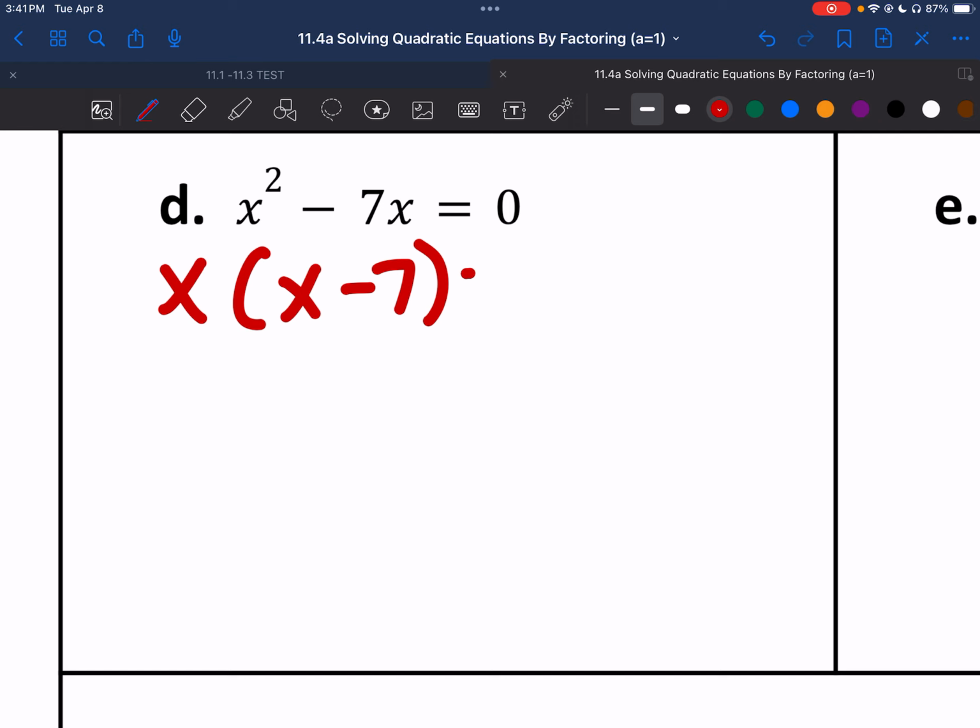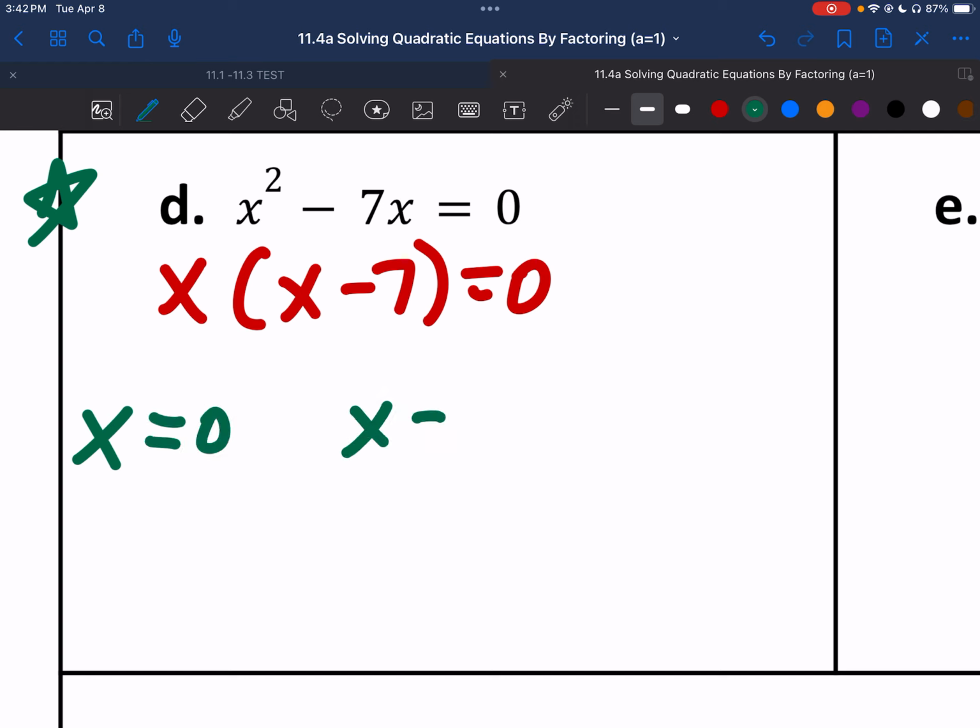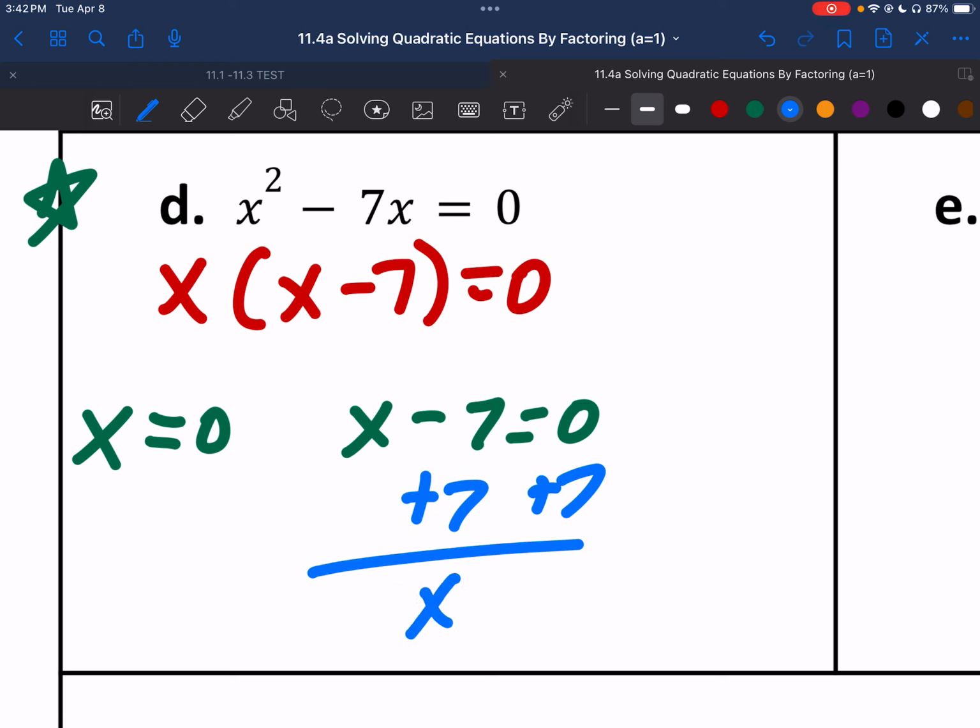I'm going to put a big star next to this because you're going to see a question similar to this on the quiz, where you're going to have to factor something out and remember that it's one of your factors as well. So you have x equals 0, x minus 7 equals 0. x equals 0, there's nothing else to do there. x could be 0. 0 could be one of our values that gives us a solution. We add 7 to both sides on the second one, and x equals 7. So you have two possible solutions here: x equals 0, x equals 7.